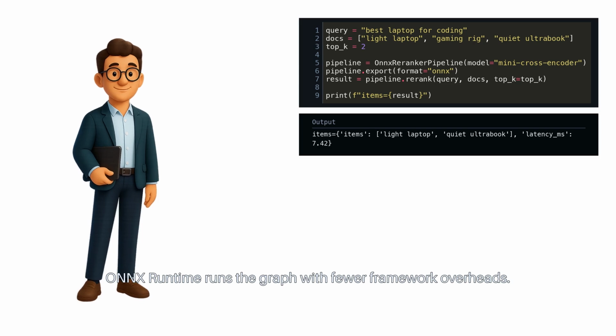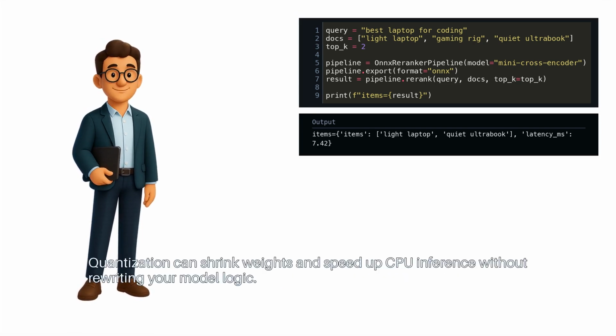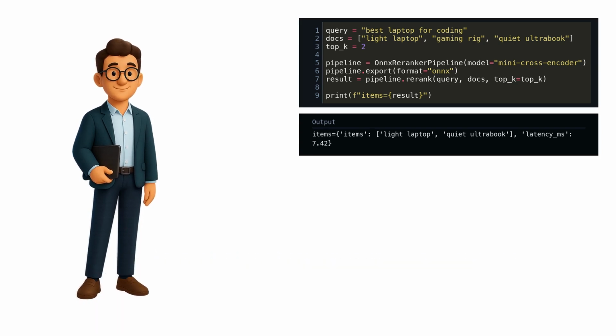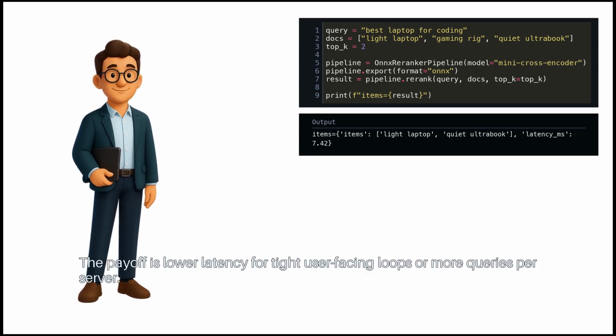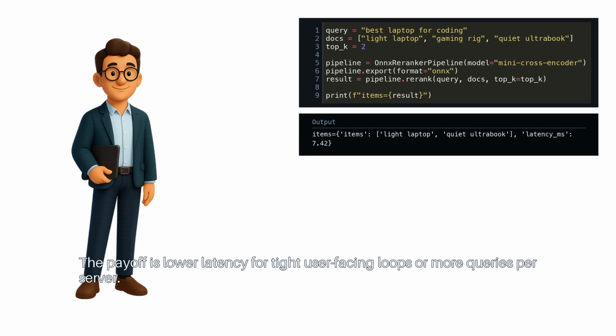ONNX Runtime runs the graph with fewer framework overheads. Quantization can shrink weights and speed up CPU inference without rewriting your model logic. The payoff is lower latency for tight user-facing loops or more queries per server.